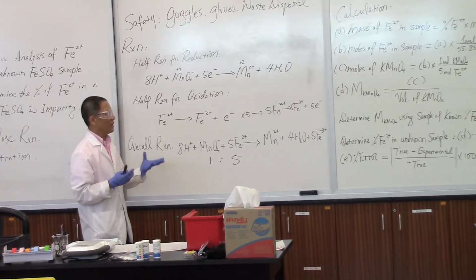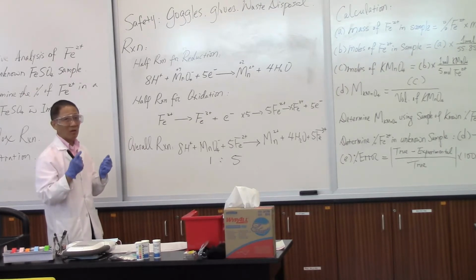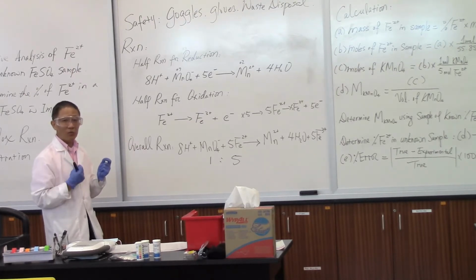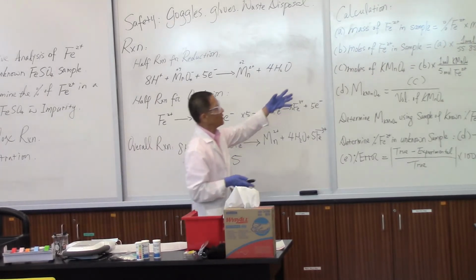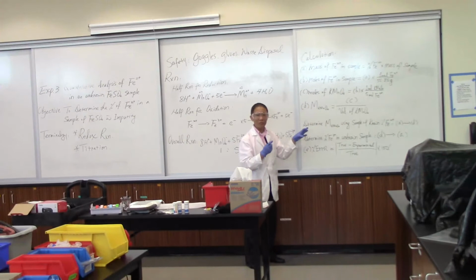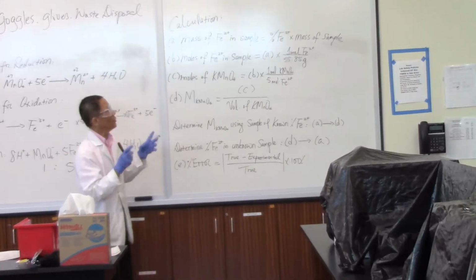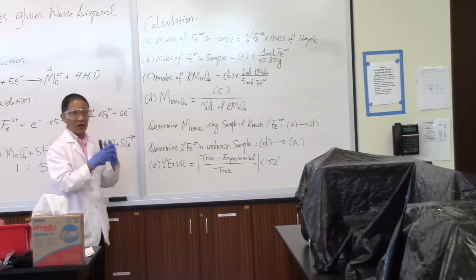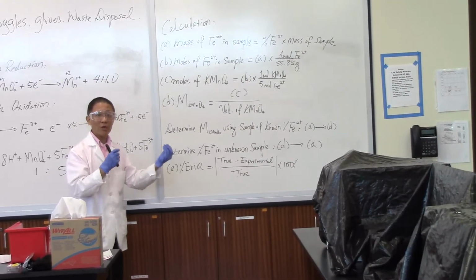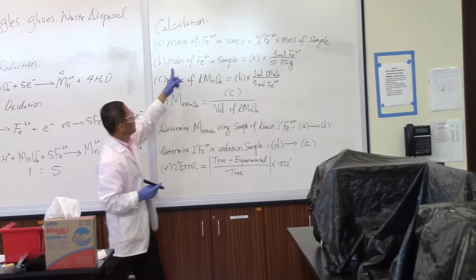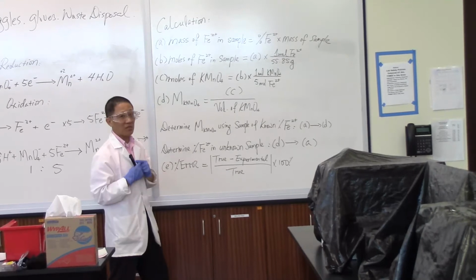So as we said, for doing this experiment, first we need to determine the molarity of the KMnO4 solution, the potassium permanganate solution. So this is the calculation involved on how we determine the molarity. We are going to give you a sample with a known iron percentage. So if you measure out 1 gram, half gram of that sample, we can determine the mass of the Fe2+ alone in that given sample.